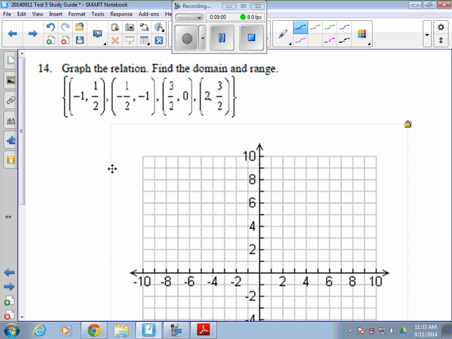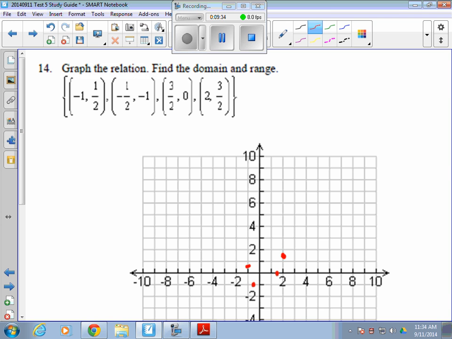Okay, here we go. That's a little bit better. Just made it a little bit bigger. Negative 1, positive 1/2 would go there. Negative 1/2, negative 1. So negative 1/2, negative 1 would be there. 3/2, which is the same thing as 1 1/2, 0. So 1 1/2, 0 would go there. And then 2, 3/2. So 2, again, 1 1/2. That's how you would graph each of those 4 points.